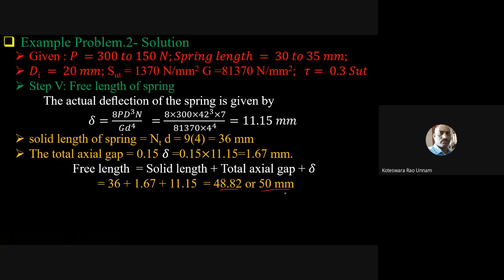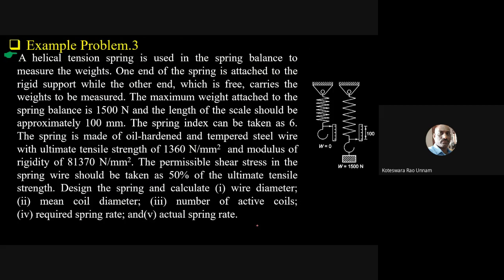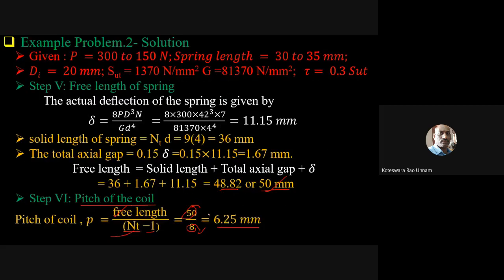Once you have the free length, finally you can find the pitch of the spring. Pitch of the coil is free length divided by total number of coils minus 1. Free length is 50 mm and total number of coils is 9, so 9 minus 1 is 8. If you substitute that, you get pitch as 6.25 mm. So like this, you can design the spring for the given parameters.